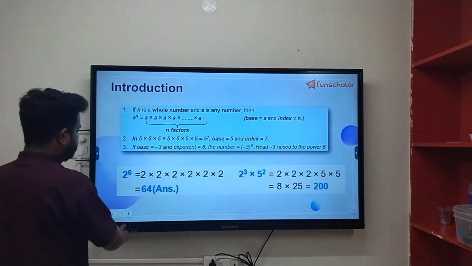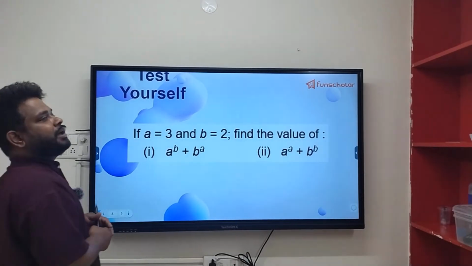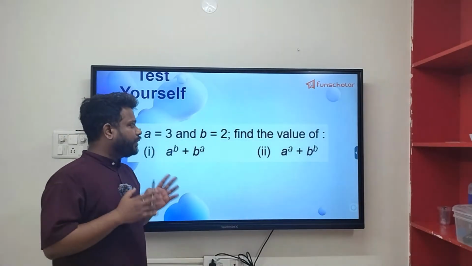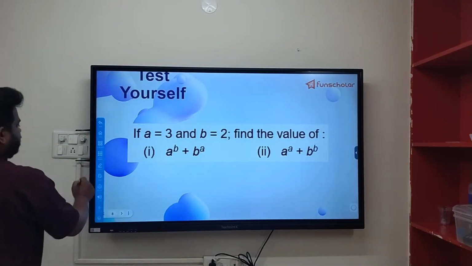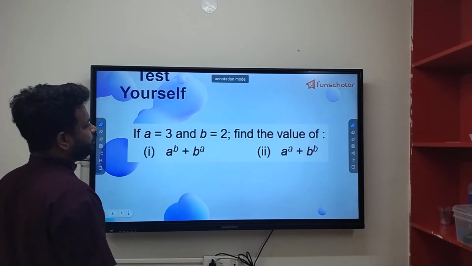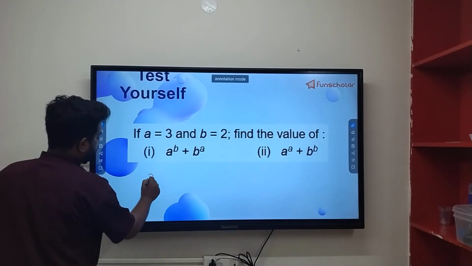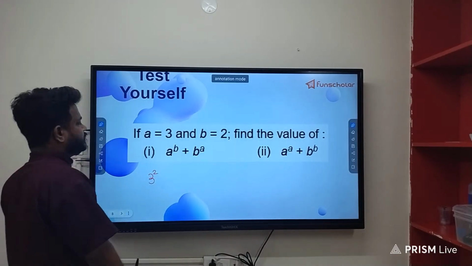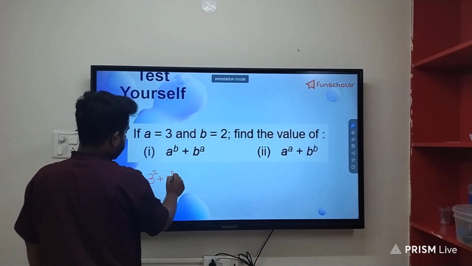Now we will go to the next slide. Here you have to test yourself. Take a pause of this video and try to do it yourself, but I will do it currently. Here they have given us a equals 3 and b equals 2. We have to find the value of a to the power b and b to the power a. So just write the value of a, that is 3, and the value of b, that is 2, plus the value of b, that is 2, and the value of a will be 3.